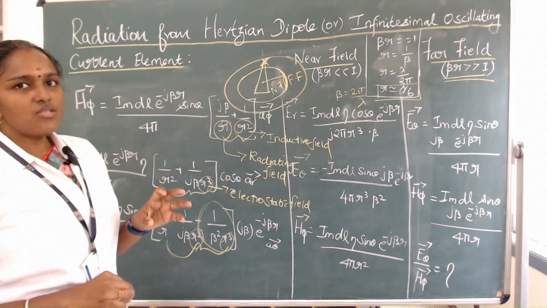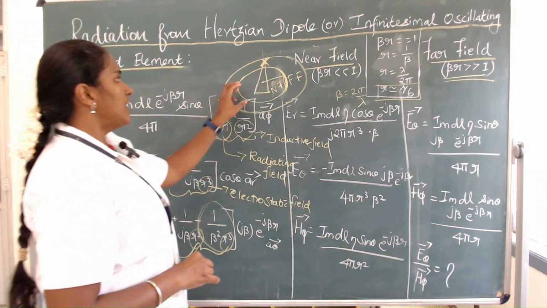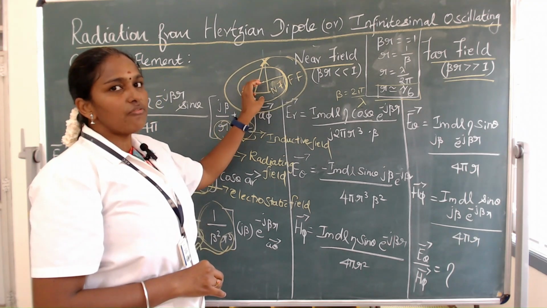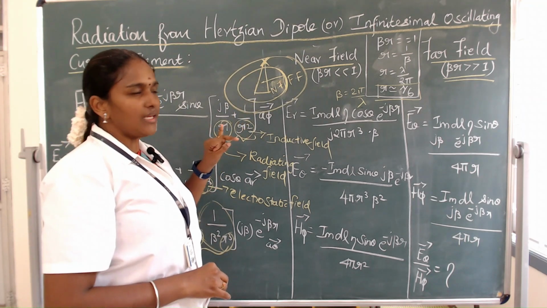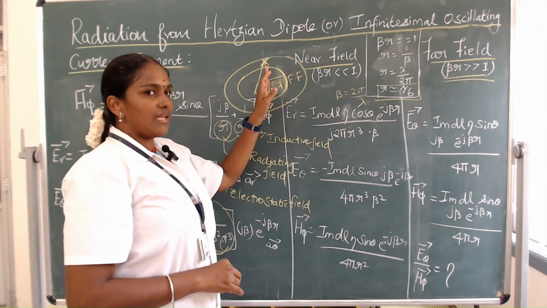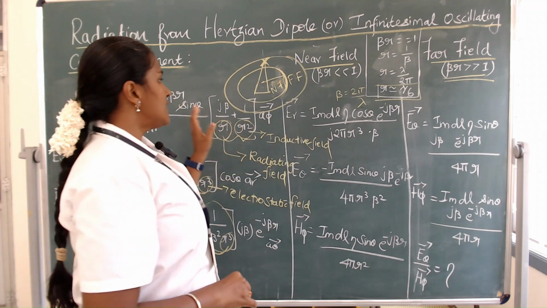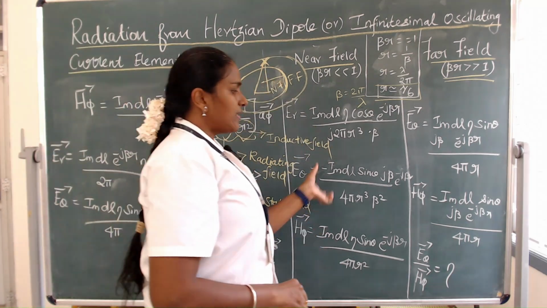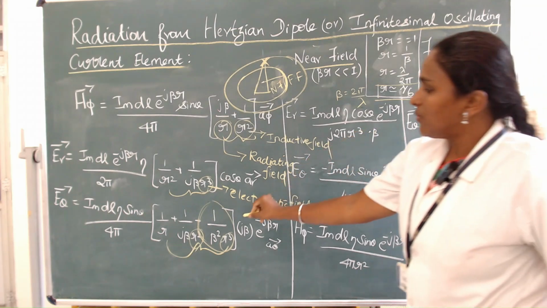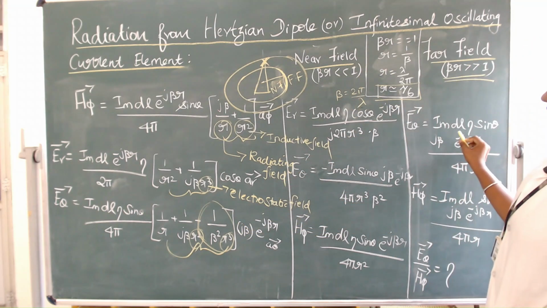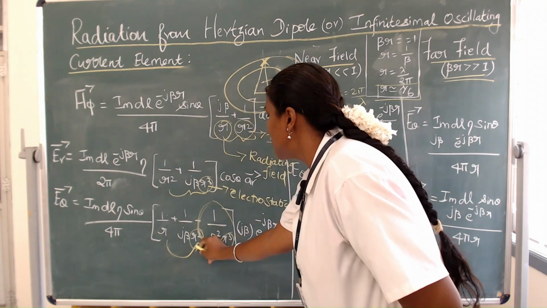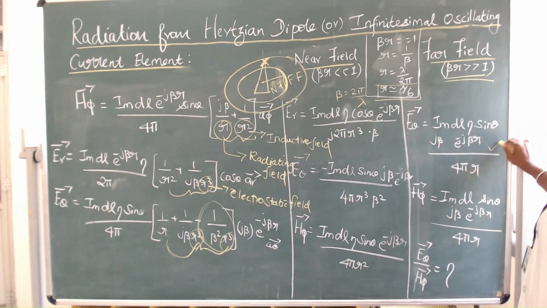In essence, we have to understand that whenever the observer is near the antenna, the prominent fields are inductive or electrostatic. When the observer is far away from the antenna, the fields are radiated. Similar to the near field equations, we can rewrite the far field equations also. Here, the same E theta equation is considered, and only the 1 by r term is taken. All other terms are eliminated.